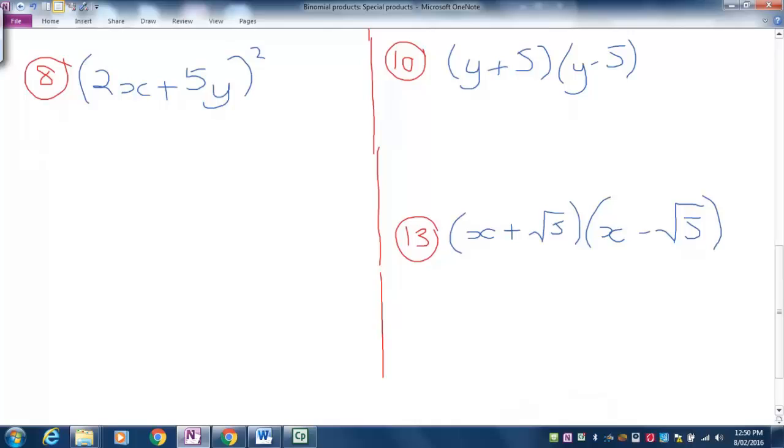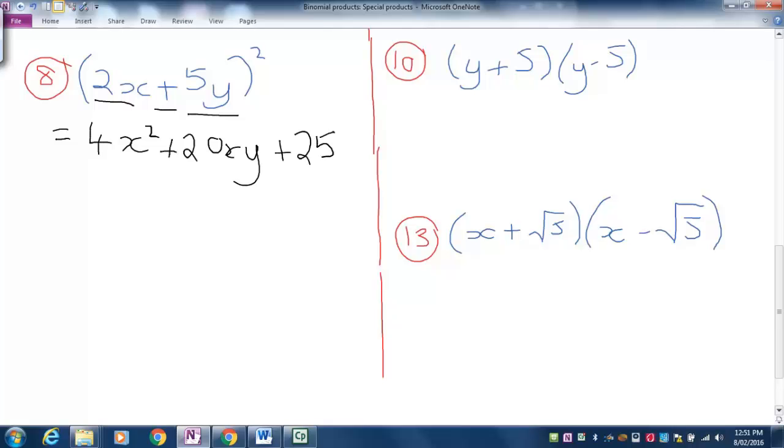So for question 8, it's the same thing, but we've got a plus in the middle here, and we've got slightly more complicated a and b terms, but it's the same process. So squaring 2x gives me 4x squared. For my middle term, I multiply together my first and my last term, and then I double the result. So 2x times 5y gives me 10xy, and doubling that gives me a positive 20xy. For my final term, I square the last term in brackets. So 5y squared gives me a positive 25y.